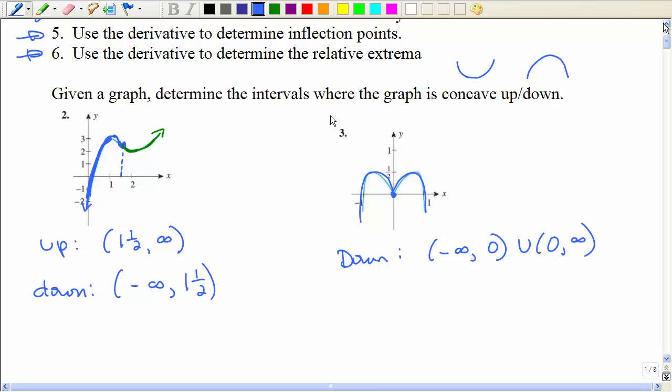On number 2, you can see that it was concave up and down by the green and blue markings, but the point at which it changed concavity is called an inflection point. An inflection point is where the concavity changes. So the ordered pair for that point, I believe, is about x equals 1.5 and y about 2.5. So that would be the inflection point.